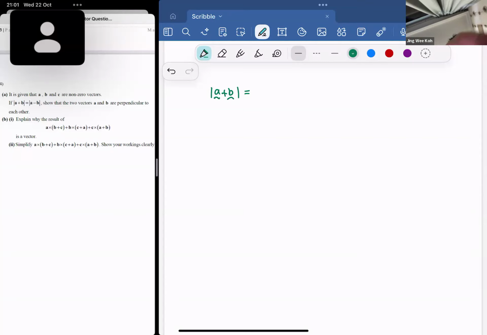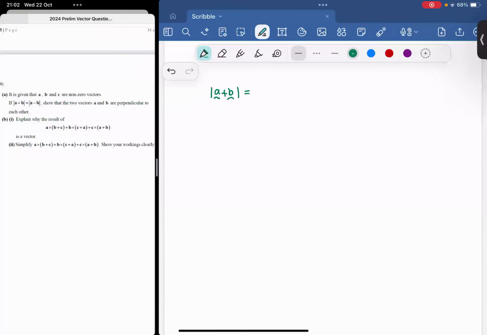Done or haven't done? Haven't, right? Never mind, I just do.